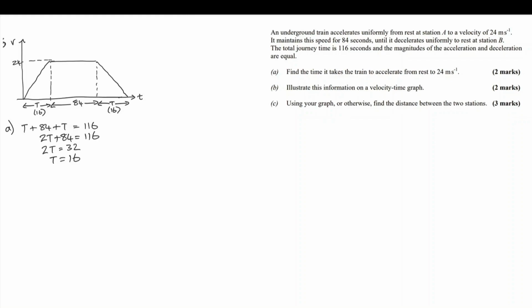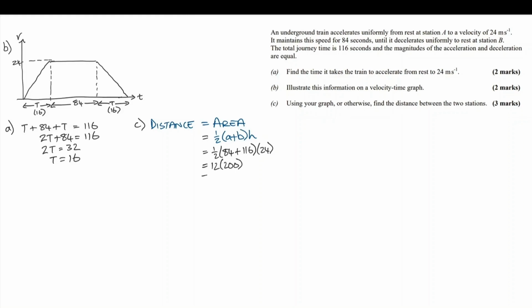Part C asks us to, using the graph or otherwise, find the distance between the 2 stations. I'm going to use the graph. I know that on a velocity time graph, the distance is going to be represented by the area. So the shape of this velocity time graph is a trapezium, and I'm just going to use the formula for the area of a trapezium. So half of the top length is going to be 84, and the bottom length is the full time of the journey, 116, multiplied by the height. And the perpendicular height here, in this case, is 24.